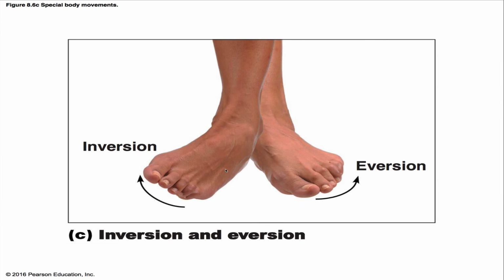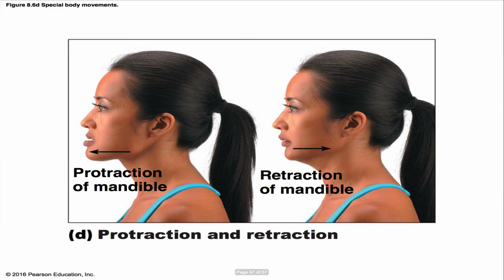So over here you can see, the sole of your foot facing medially, it's inversion. Then when you're facing it laterally, that's eversion. So again, you have your mandible here, and when she's projecting it forward, that's protraction. And then when she brings it back inward towards her neck, that's retraction. Okay, protraction, retraction of the mandible.